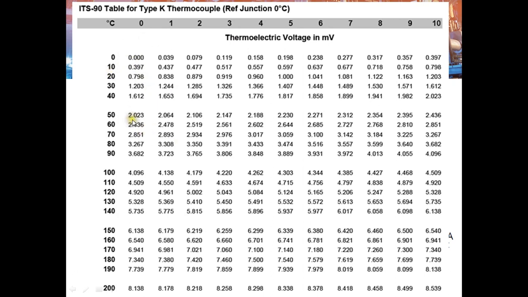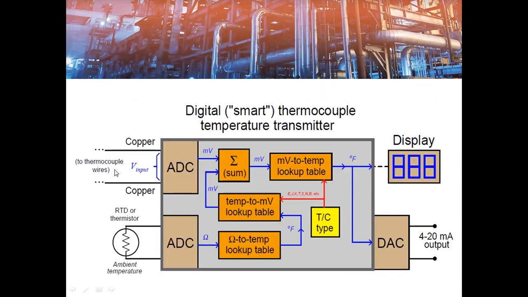Whenever the processor reads 2.023 millivolts, it displays 50 degrees centigrade by reading the data from the lookup table. Similarly, if the processor reads 4.096 millivolts, it displays 100 degrees centigrade by reading the data from the lookup table. If the processor did not use the lookup table concept, it would need to perform many mathematical operations, like multiplying the ADC output with factors like the Seebeck coefficient, and performing linearization algorithms. All these operations would make the processor slow.